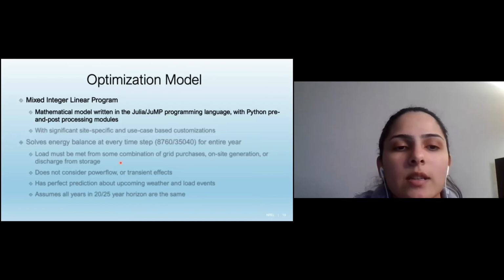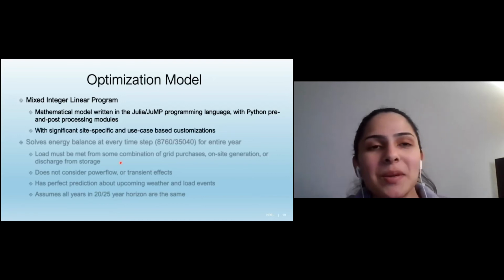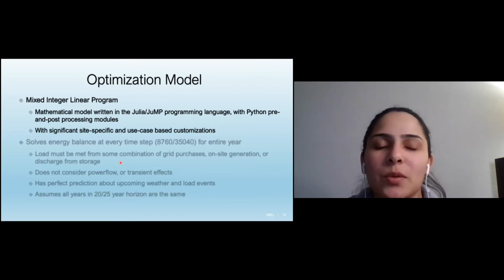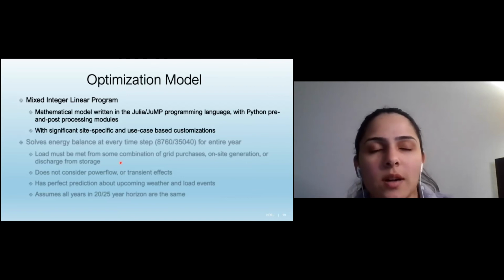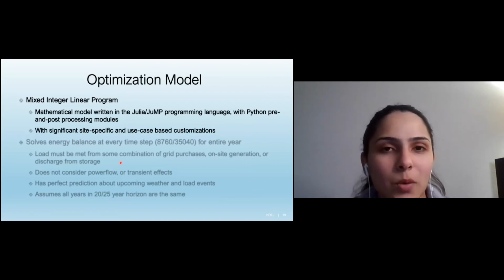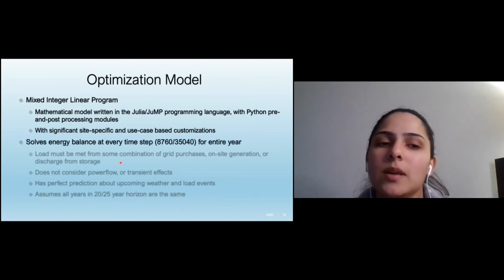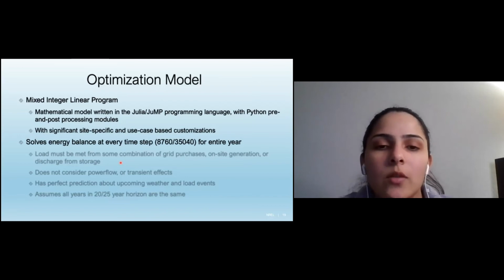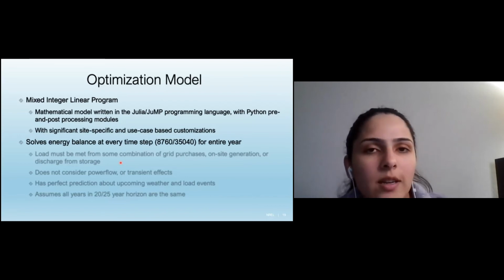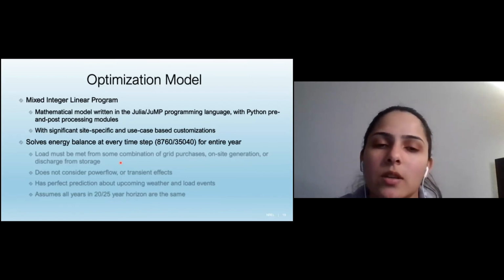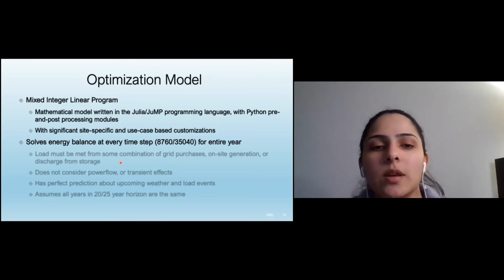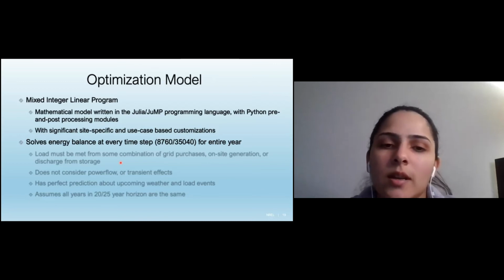REopt has been under development at NREL for more than a decade, about 12 years now. So our team makes lots of modifications to answer a variety of questions with it. What it is doing is solving energy balance at every time step for the entire year. So if it's hourly, then it's going to be 8760 data points in the time series. And if it's sub-hourly, let's say a 15-minute interval, then it's going to be 35,040 data points per time series.